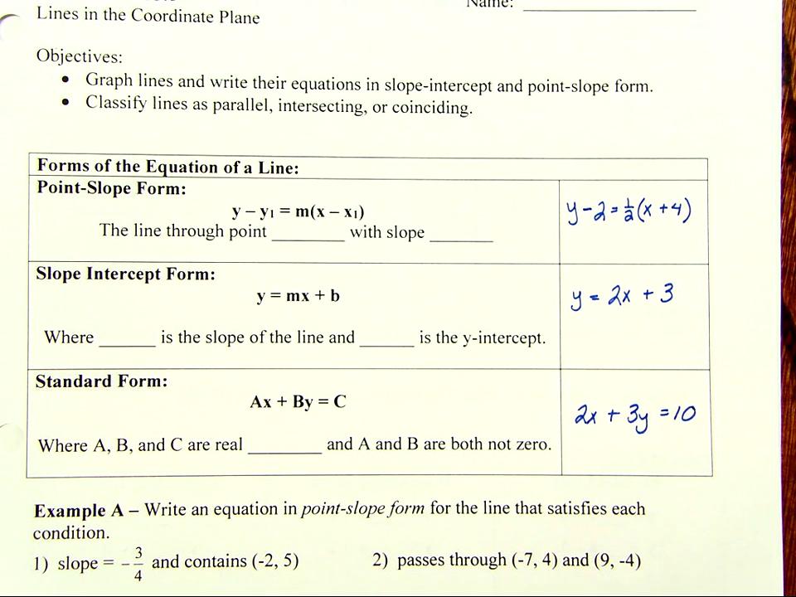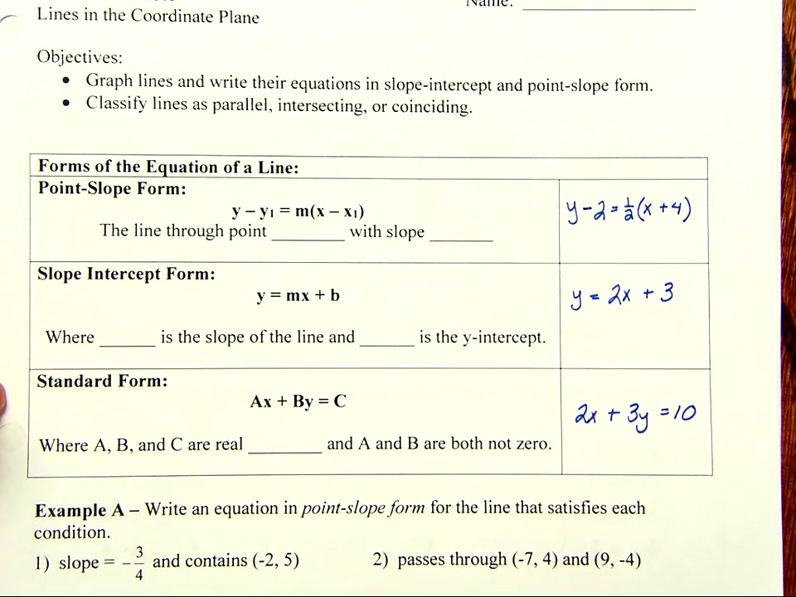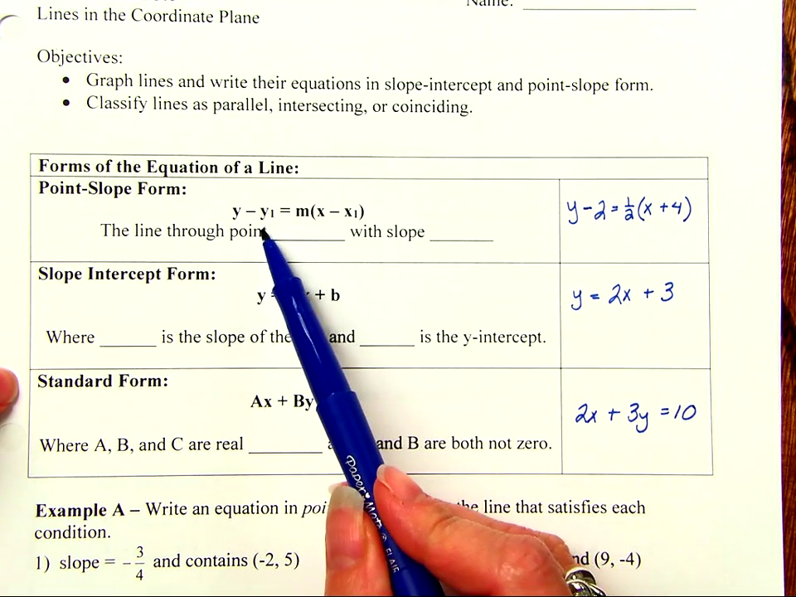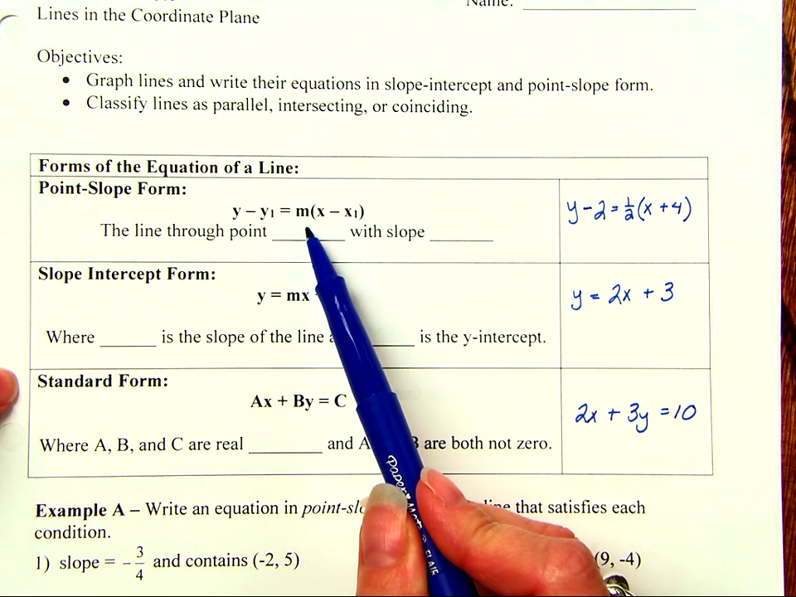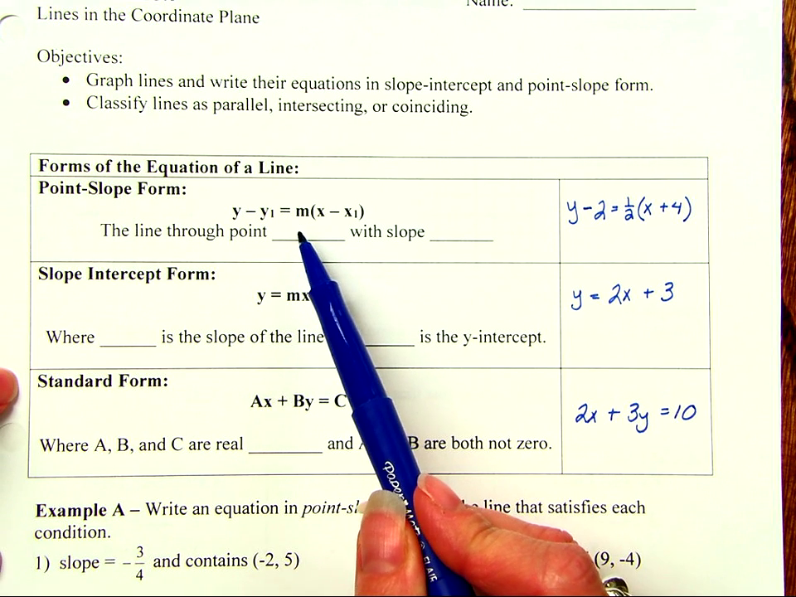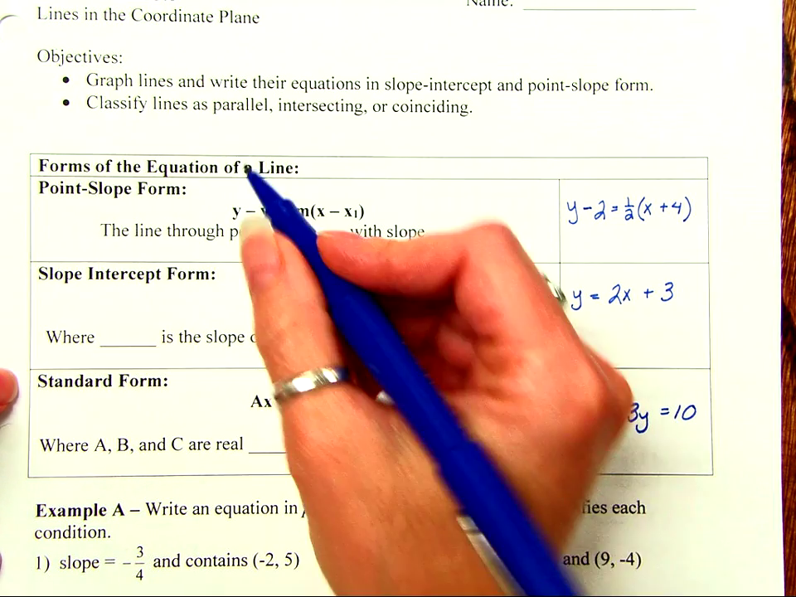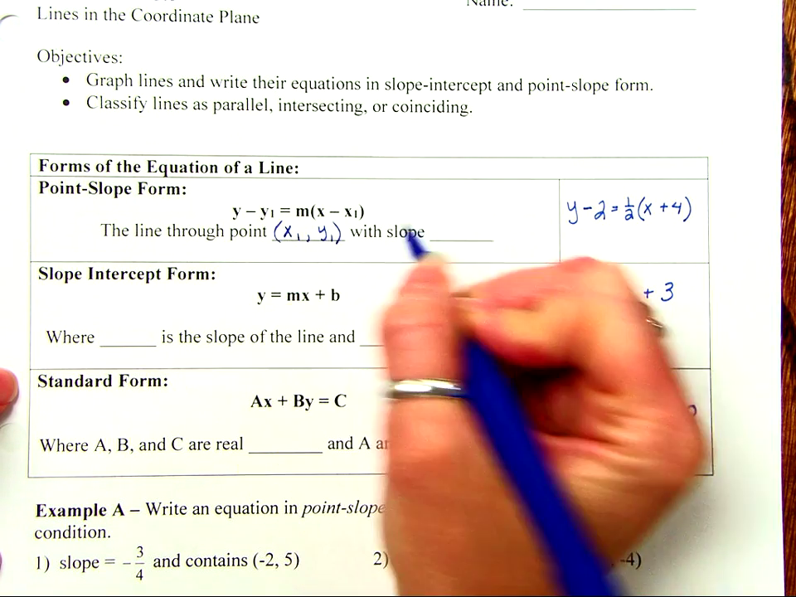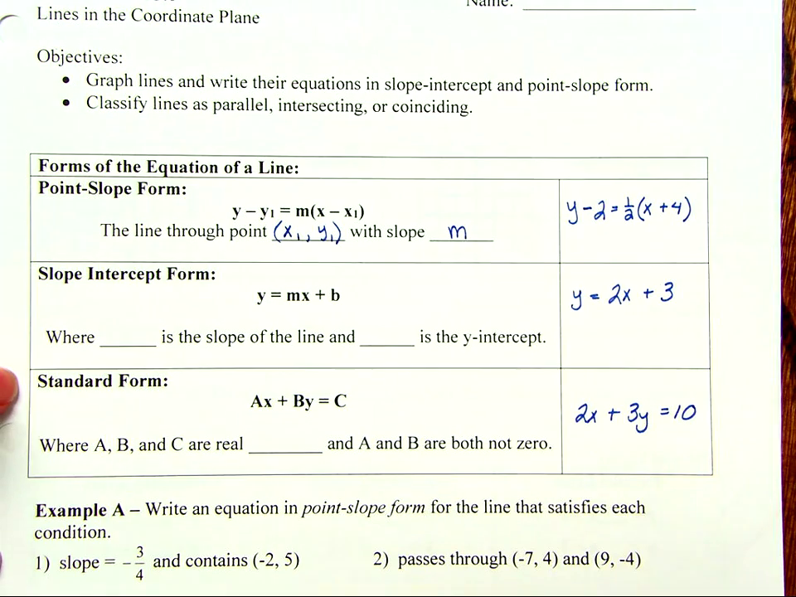In our box in the middle, you can see that we have three different forms that we're going to be talking about. The first one is the point-slope form of our equation, and just as the name says, we have a point and slope from our line. So the equation in that form looks like y minus y1 equal to m times x minus x1, where the point on our line is going to be x1, y1, with a slope of m.